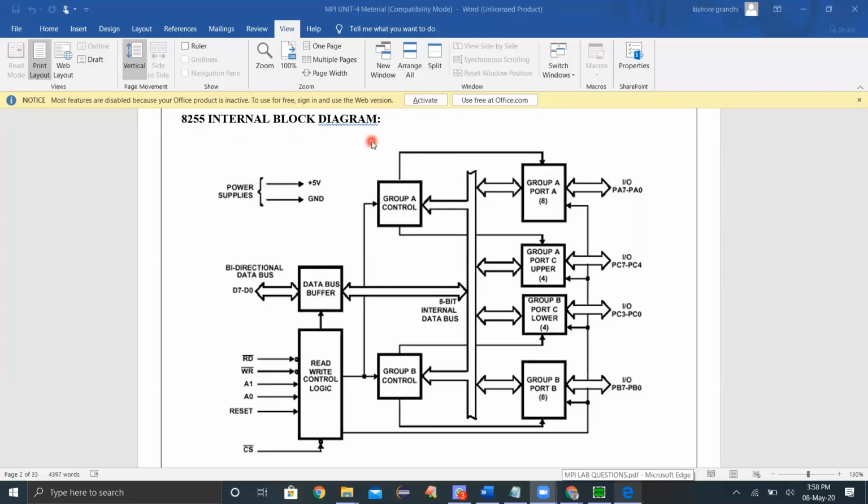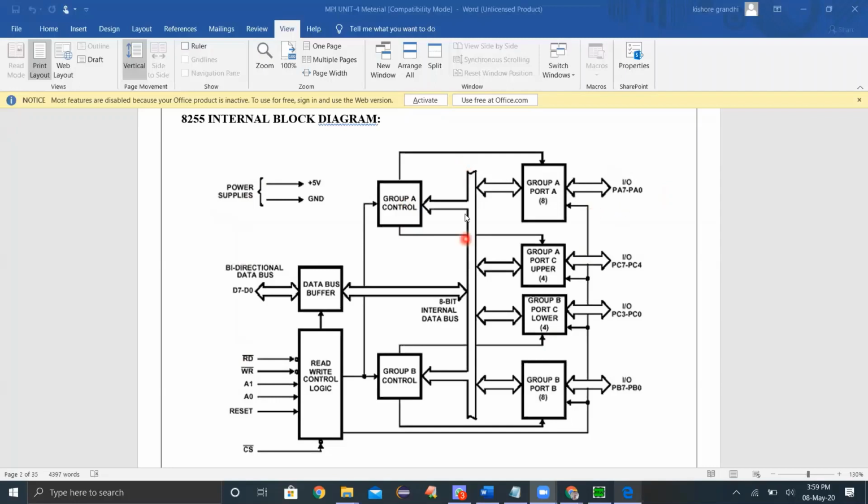8255 internal block diagram, or 8255 architecture. We know that the 8255 is an interface between input-output devices and the processor. The 8255 consists of 4 registers, namely the port A register, port B register, port C register, and the control register. These 4 registers are used to transfer data from input-output devices to the processor or from the processor to input-output devices.